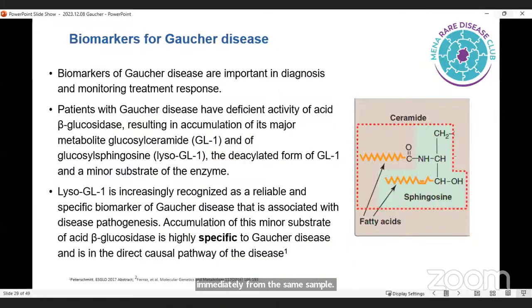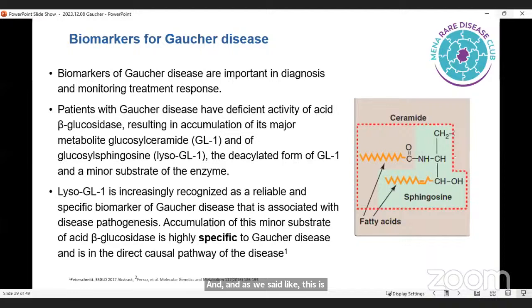Okay, now biomarkers. We can use biomarkers to help in aiding diagnosis, but they are more important for monitoring the treatment response. And as we said, this is the ceramide.